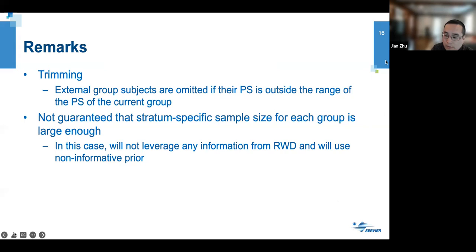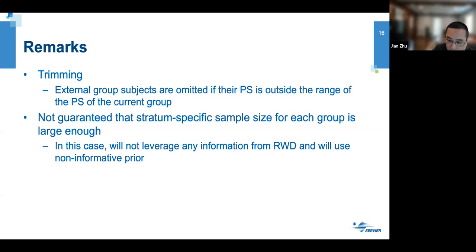I'll finish this slide, and then Eric, you can describe the details in the next slides. Yeah, so cool. I want to mention one thing: by following this approach, there is a possibility that some of the external group patients or subjects have a propensity score outside the range of the propensity score from the current trial arm. Therefore, these patients will be excluded in the analysis.